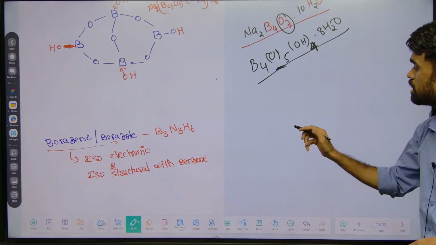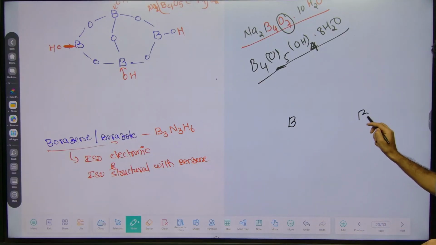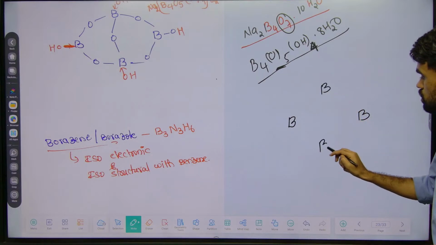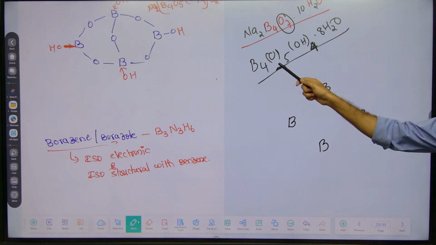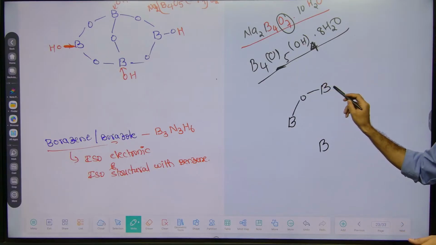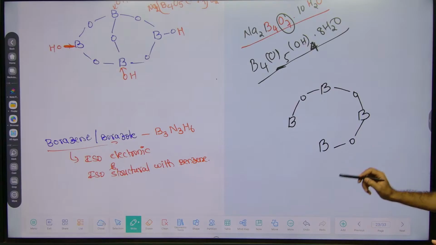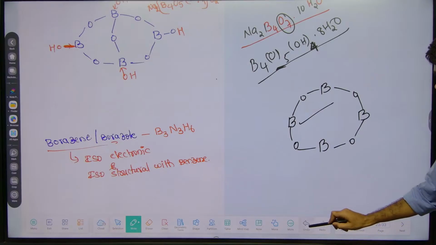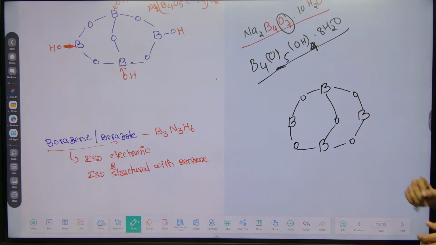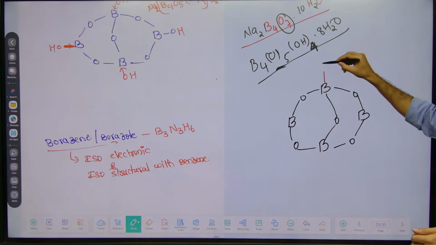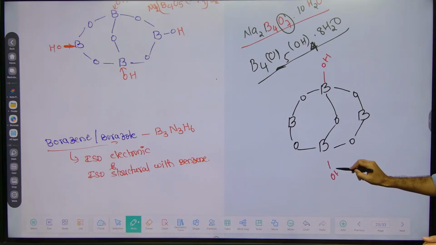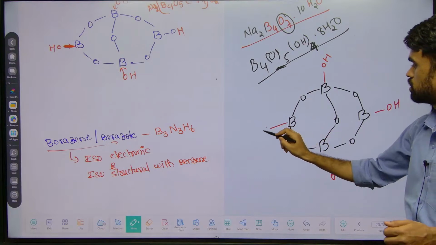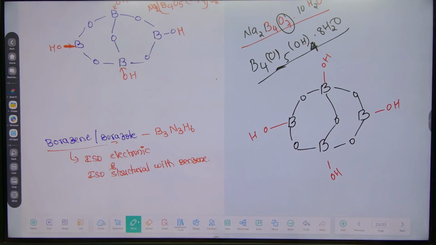How many borons are there? 4. Put 4 borons like this. Okay, after this, oxygens are 5 now. 1, 2, 3, 4. Fifth one, you put it like this. All 5 oxygens are over. Next, OH groups. How many are there? 4. So give it to all these borons. Like this, you can give. Okay, is this clear? Okay.